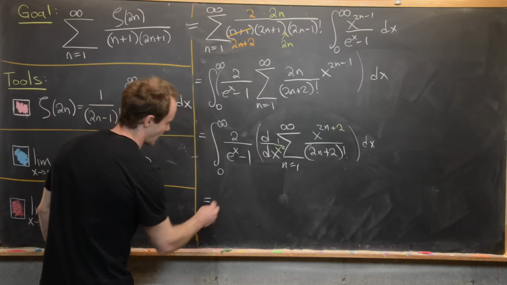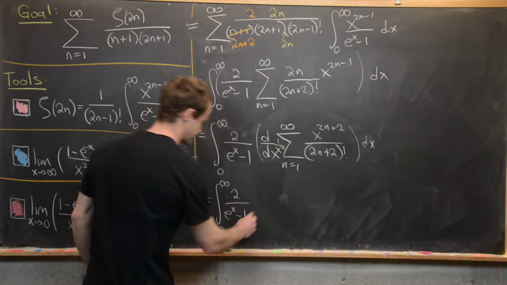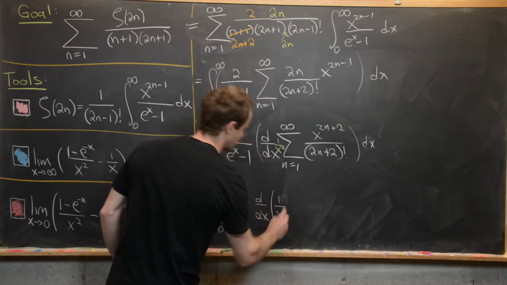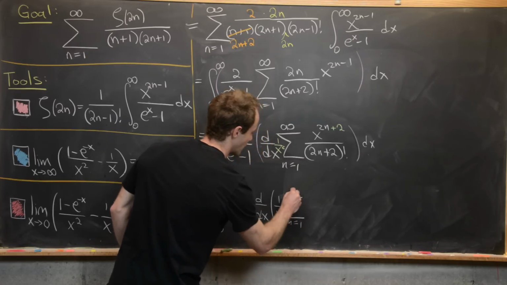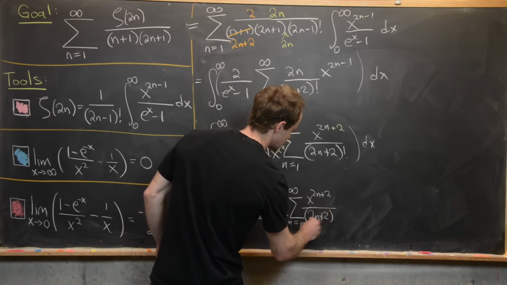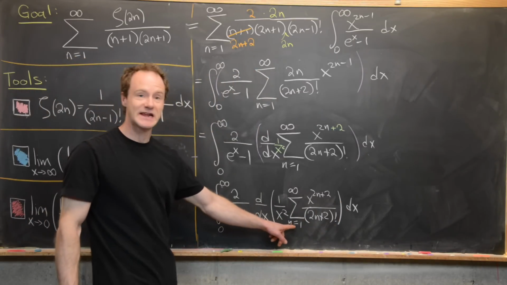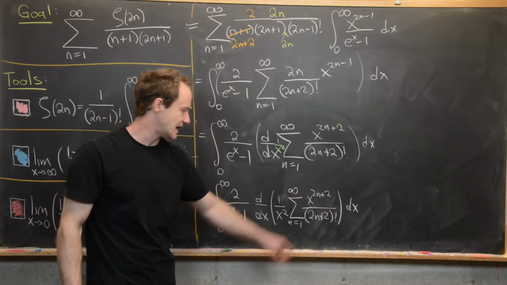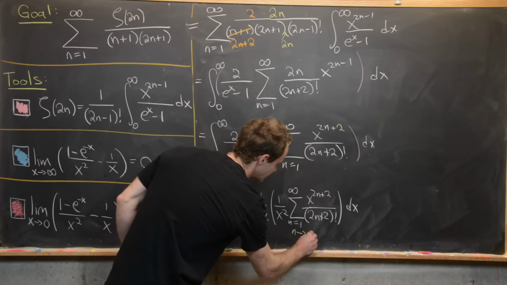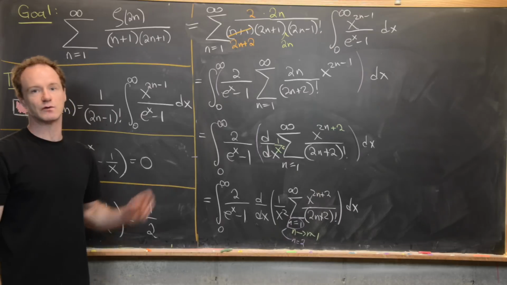Okay, so let's just go ahead and write that down. So now we have the integral from 0 to infinity of 2 over e to the x minus 1. And now we have the derivative with respect to x of the quantity 1 over x squared. And now we have this sum as n goes from 1 to infinity of x to the 2n plus 2 over 2n plus 2 factorial, and then dx. Okay, great. So now I'd like to re-index this sum so that this looks like x to the 2n, and then we have just a 2n factorial down there. And so I can do that by sending n to n minus 1, and that's going to change my starting point to n equals 2 to infinity instead of n equals 1 to infinity.